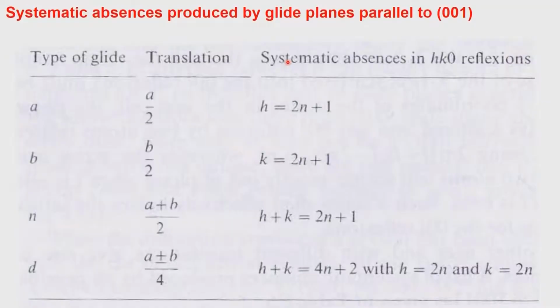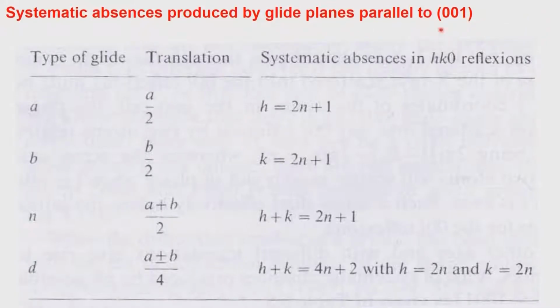So, it is only the projection reflections which will show you systematic absences, and we will examine it a little more closely. Let us take all possible A glides. If the type of glide is A glide, then the translation is a divided by 2. Whenever A is involved, h equals 2n plus 1 is systematically absent. For the B glide, it is b by 2, and k equals 2n plus 1. And of course, we cannot have a C glide parallel to 001, we know that, and therefore there is no C glide associated with the glide planes parallel to 001.